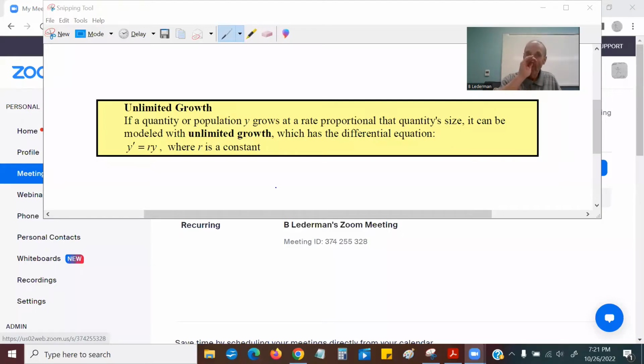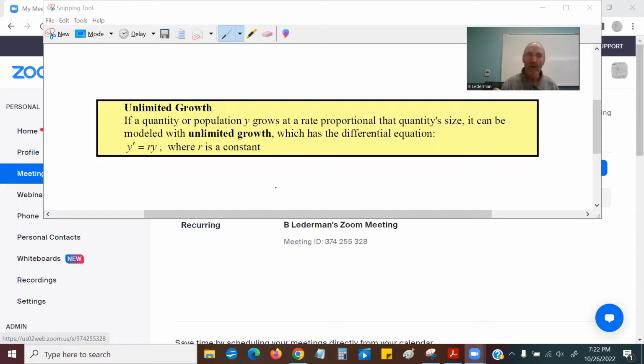Hi, everybody. We're continuing differential equations, and let me just share my screen. I want to show you a sort of a definition. We actually did a problem like this, the problem with the bank and earning money. That's called unlimited growth, because it could just keep on going forever, growing and growing. There's nothing stopping it. And when that happens, we use the differential equation y prime equals ry, which is exactly what we used in our example.